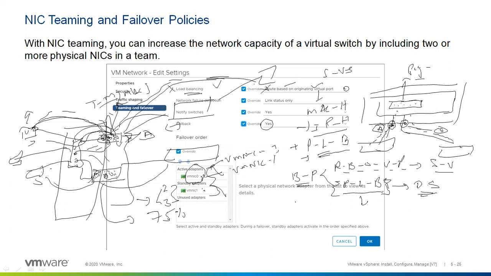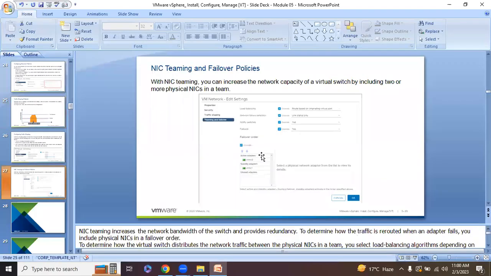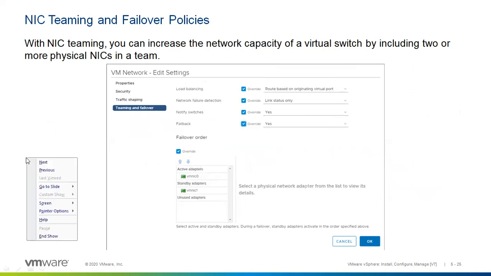So the question is: from NIC A, one of the virtual machines is sending and receiving data regularly, and anyhow port A becomes so busy. Then the traffic will be in a queue if you are using any of the policies, route based on originating virtual port ID, MAC hash or IP hash. In that case, you have to wait.